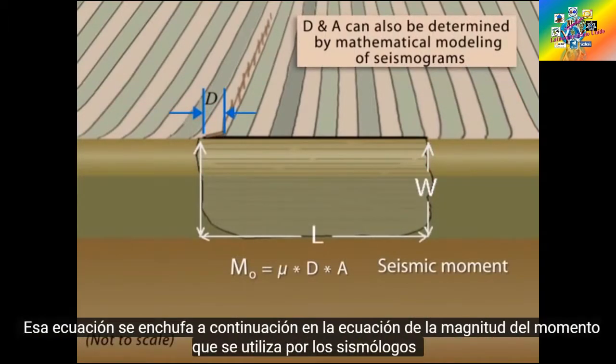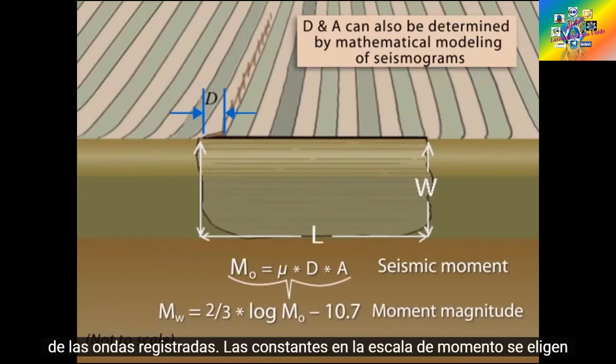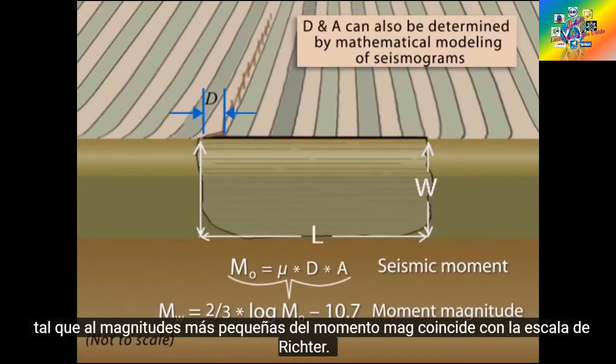That equation is then plugged into the moment magnitude equation, which is used by seismologists to measure the size of earthquakes in terms of the energy released, not just the amplitude of the recorded waves. The constants in the moment magnitude scale are chosen such that at smaller magnitudes, the moment magnitude matches the Richter scale.